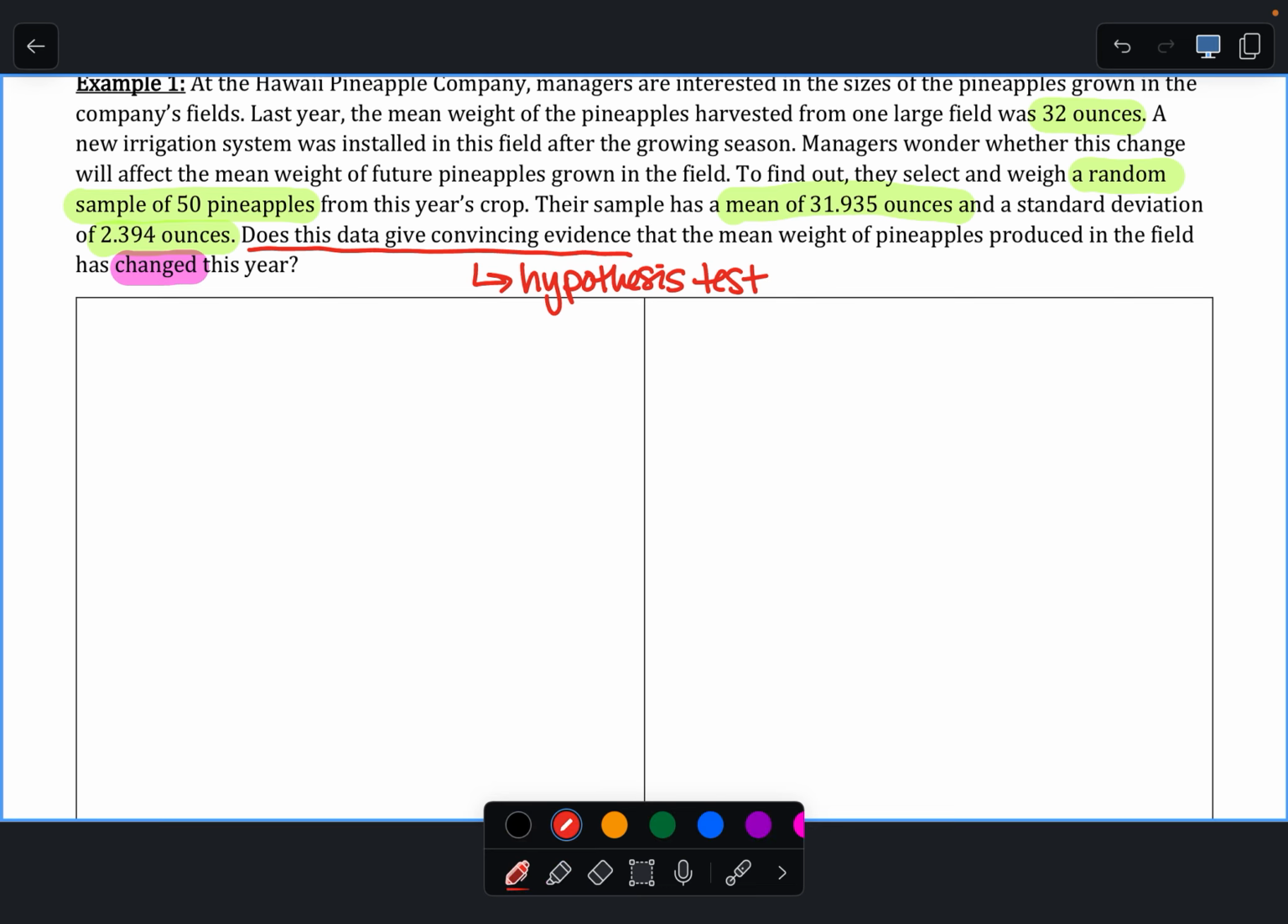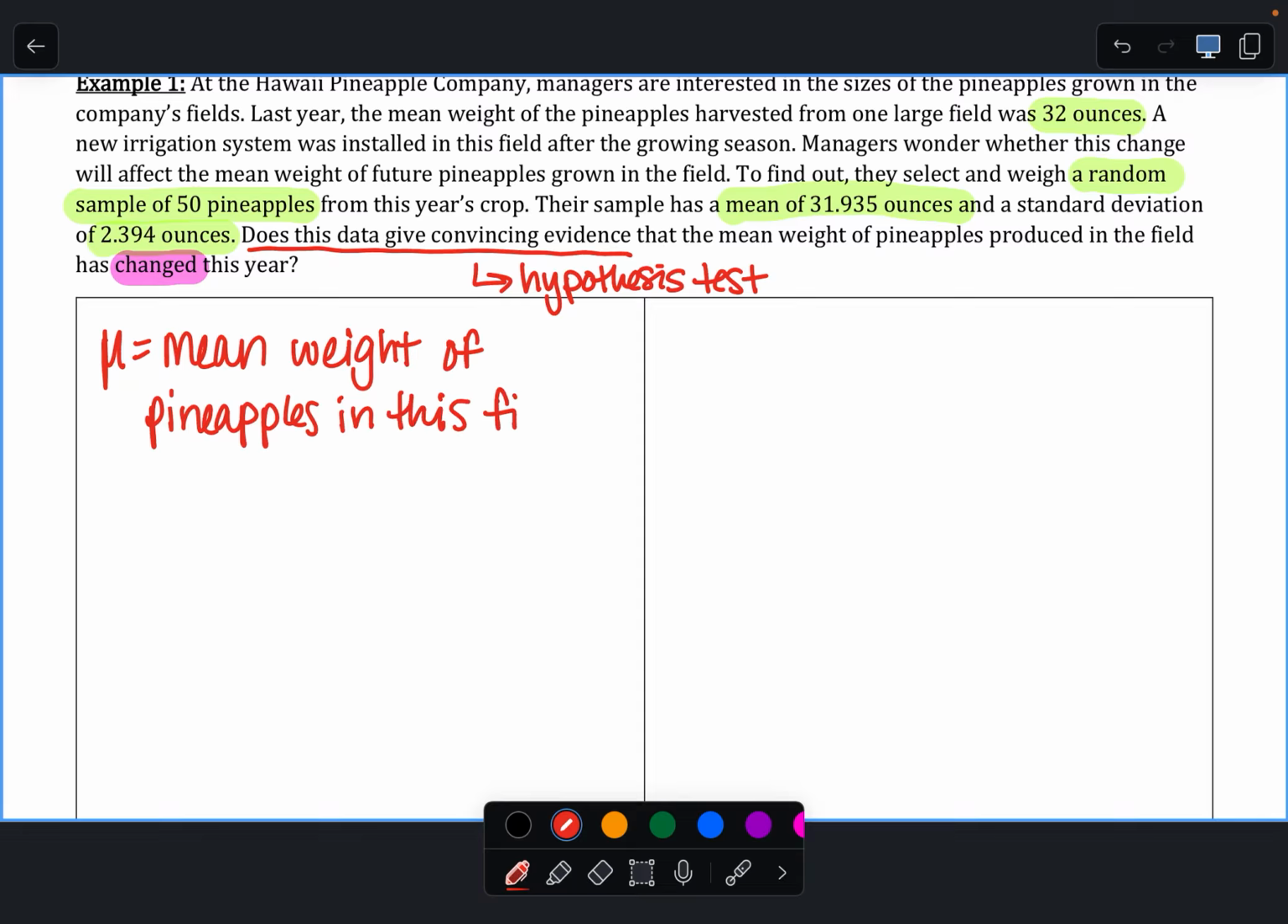So I'm going to do mu is equal to the mean weight of pineapples. And I'm going to be specific because we are not sampling pineapples all over the world. I'm going to say in this field. You could even say at the Hawaiian Pineapple Company, but that's longer words than in this field.